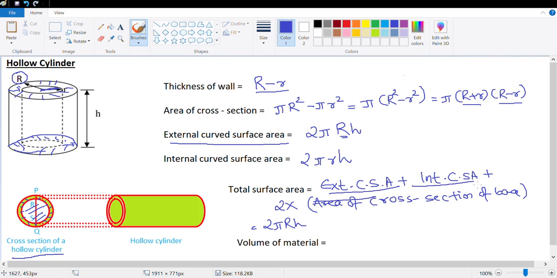Internal curved surface area is 2 pi small r h, plus 2 times the area of cross section, which would be 2 times pi capital R square minus small r square.